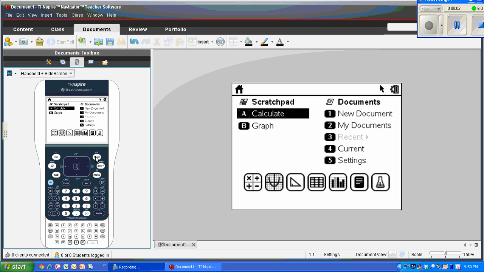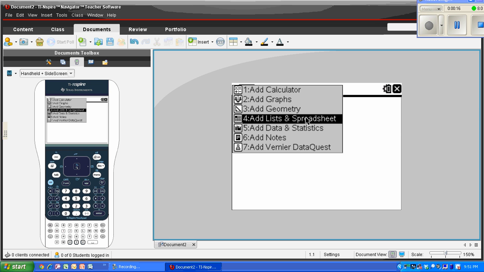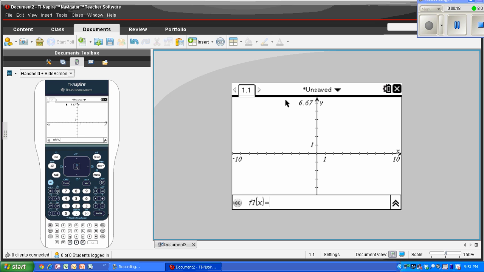Okay, let's learn how to put the equation in the graph. If the equation is given, graph it and match a table. So what we do, we go home, we open a new document, and we add a graph. Once you add a graph, then you add an equation.